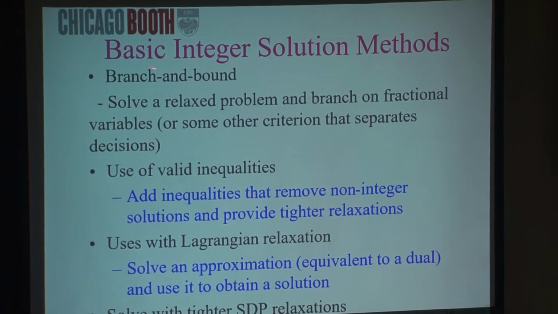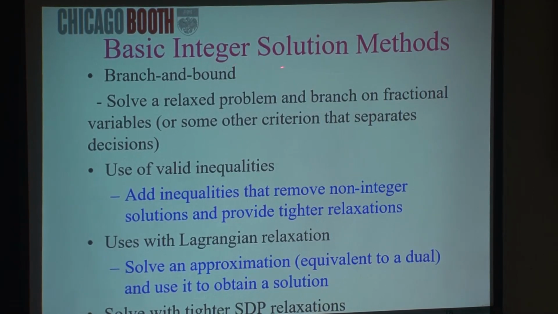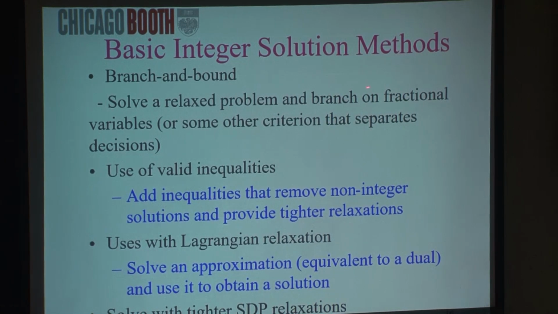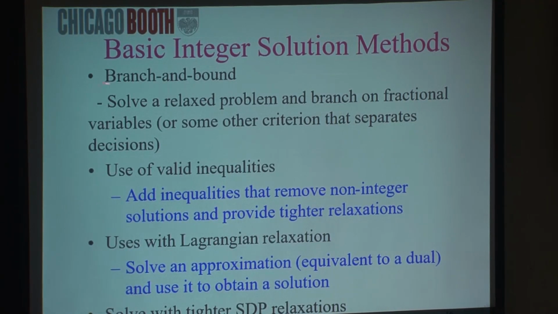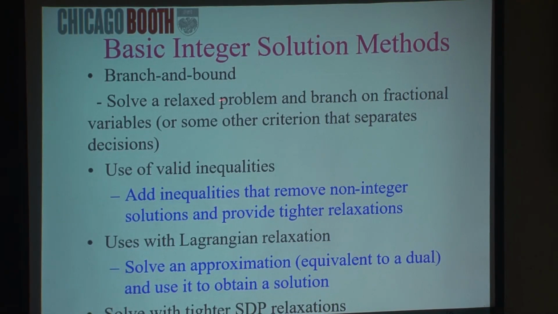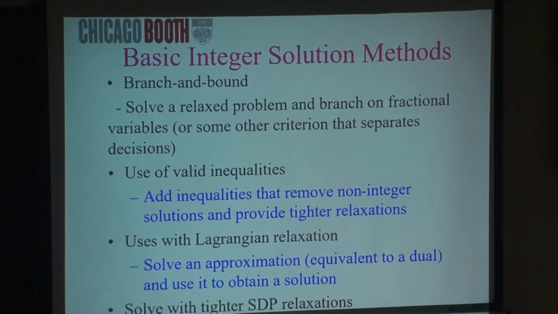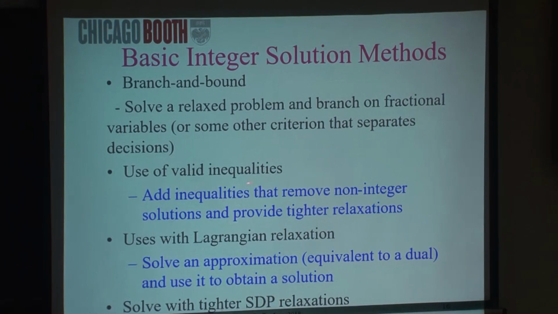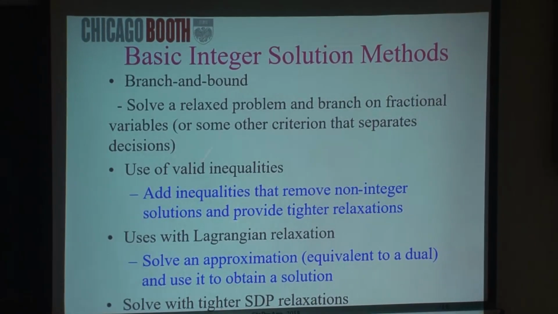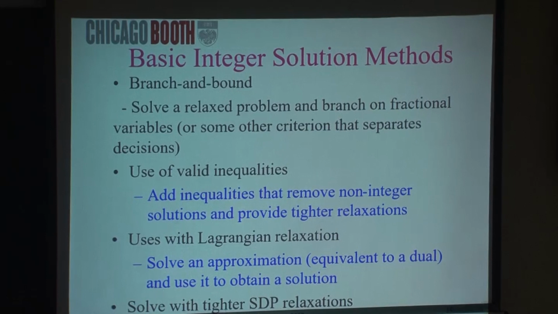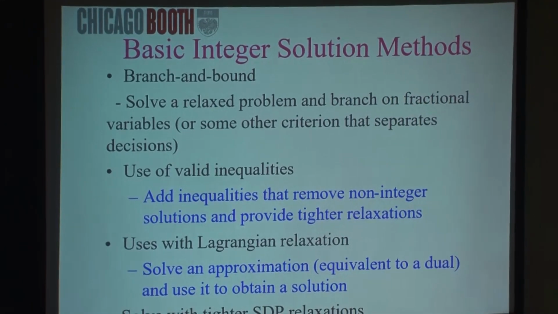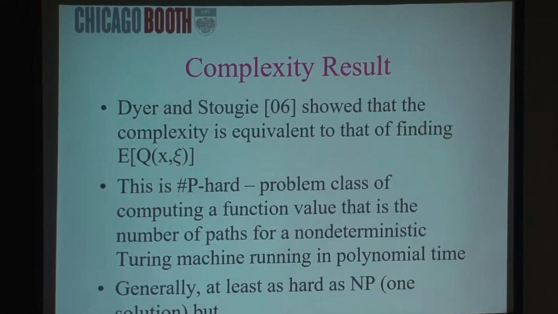Okay, so for stochastic programs, the same kind of things you can use for integer problems as you might for a deterministic problem. That is, you can use branch and bound. In other words, solve a relaxed problem and then branch on any fractional variables. You can add inequalities. Use all the kinds of things that you can use in deterministic programs. You can apply to stochastic programs as well.